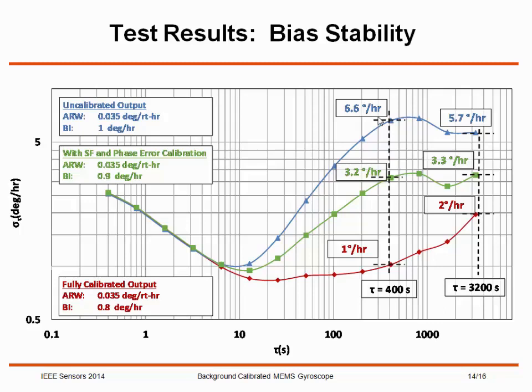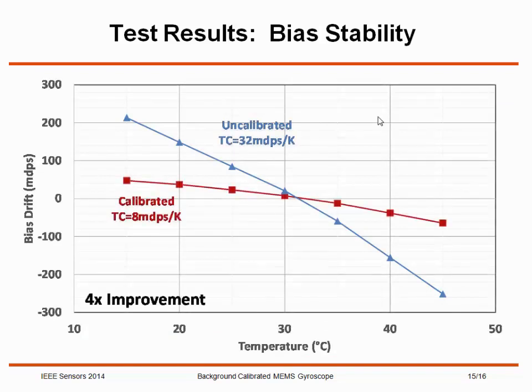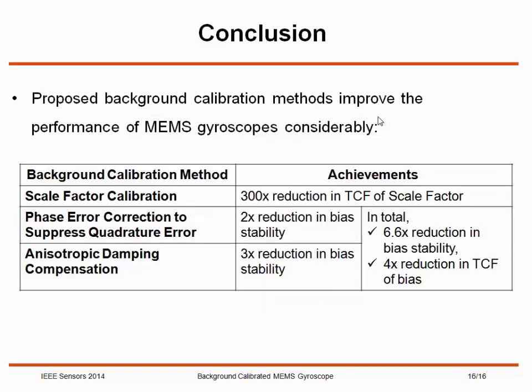And in addition to that, we also made the TCF, the temperature test for bias. And after we apply all calibration techniques, the TCF of the bias is reduced by a factor of 4. So to conclude, in order to improve the MEMS gyroscope, we don't need to increase the cost or power by applying a background calibration technique. It is possible to improve the performance of the gyroscope considerably.